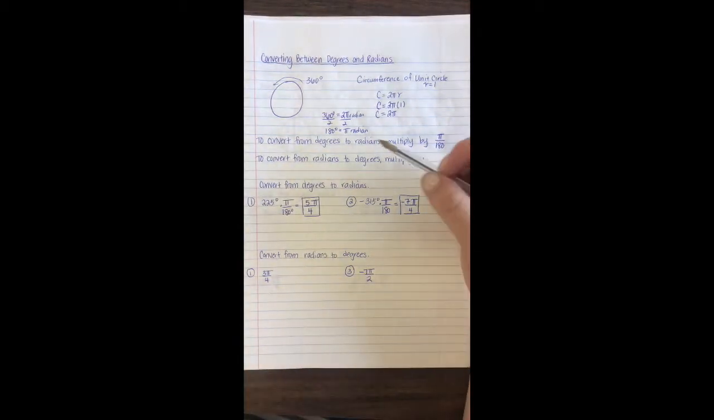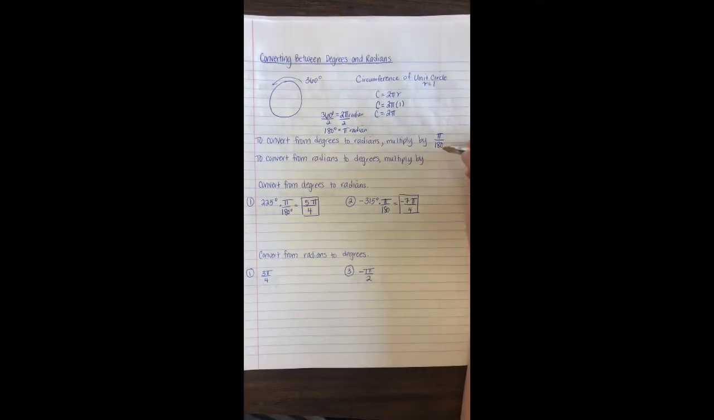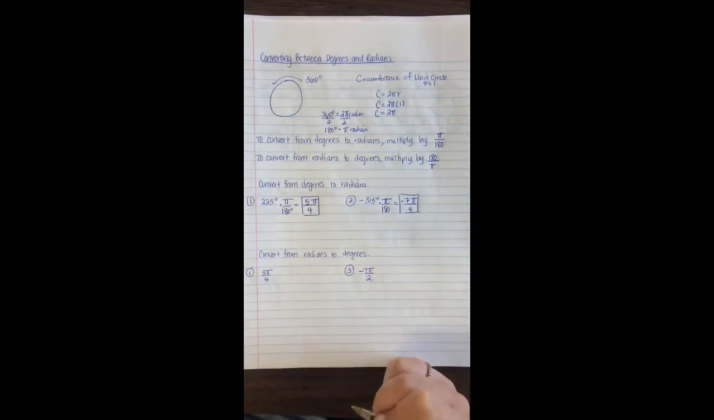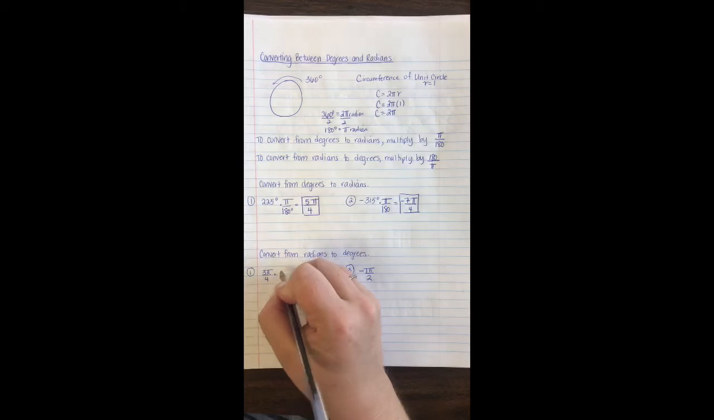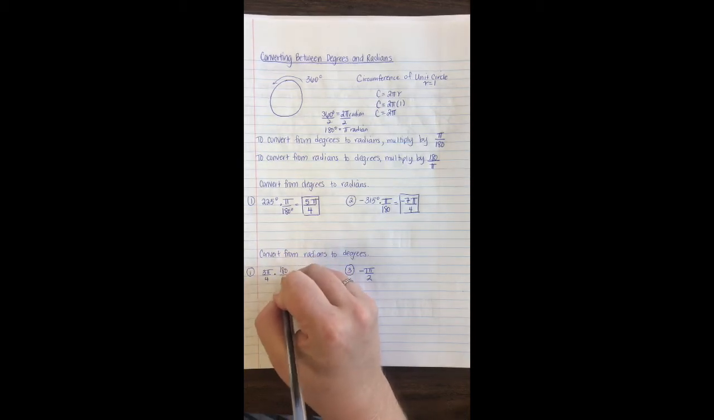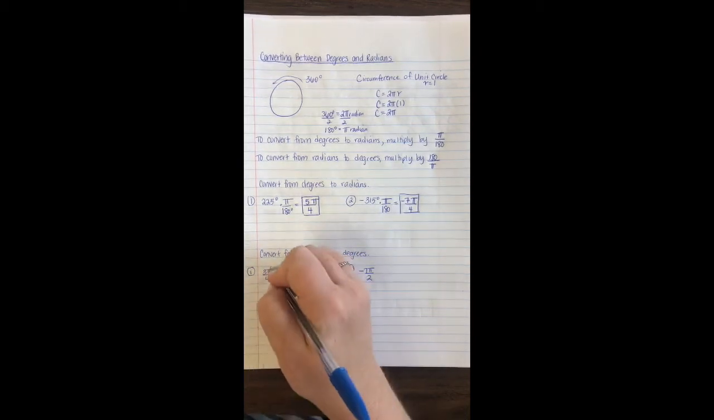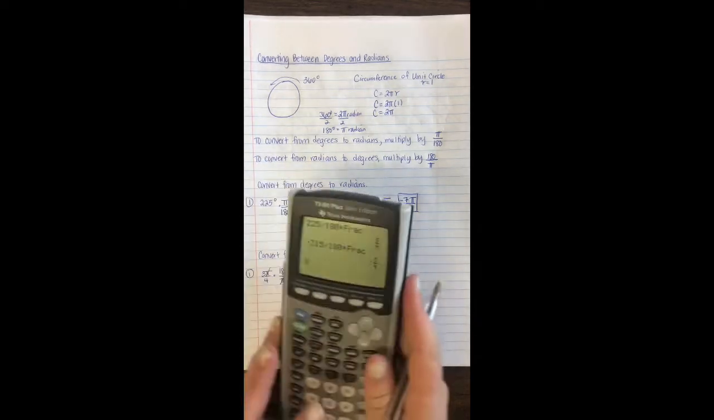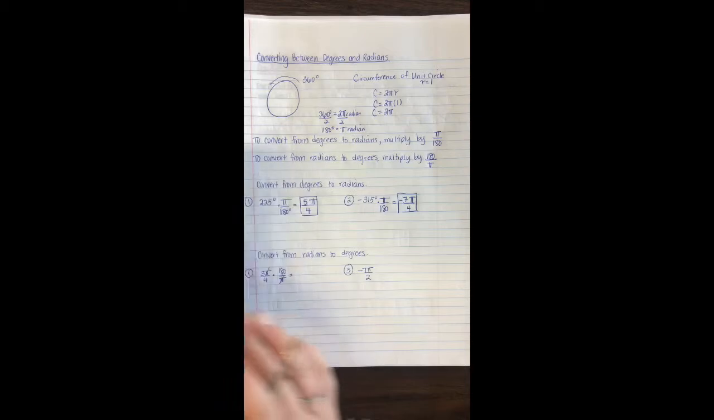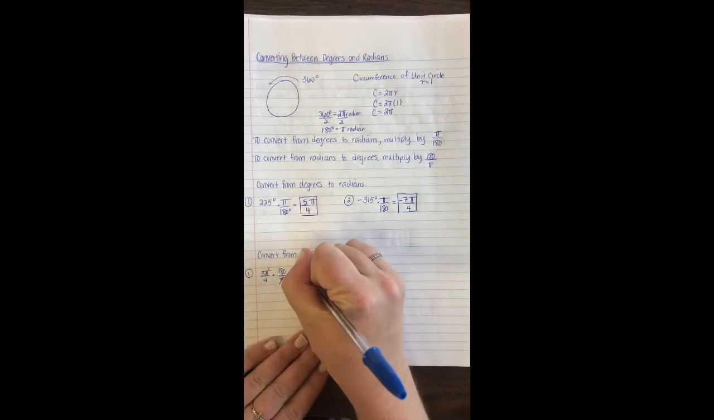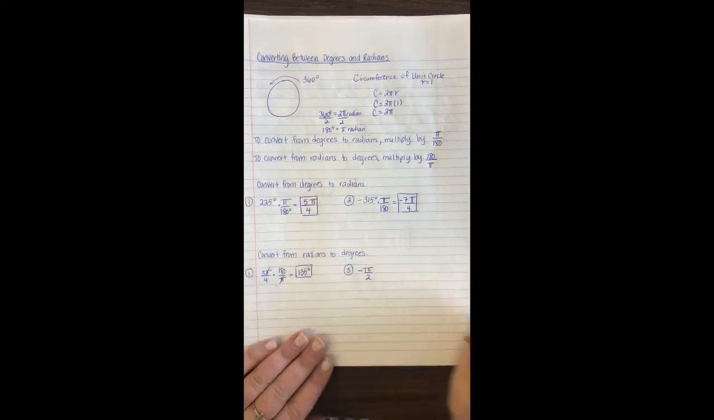If I want to convert from radians to degrees, I'm converting backwards, so I'm going to multiply by the reciprocal of this conversion factor, by 180 over pi. For example, if I have 3 pi over 4, I multiply that by 180 over pi. What's nice is that the pi's cancel out, and then I just have to do 3 times 180 divided by 4, and I find out this is equivalent to 135 degrees.